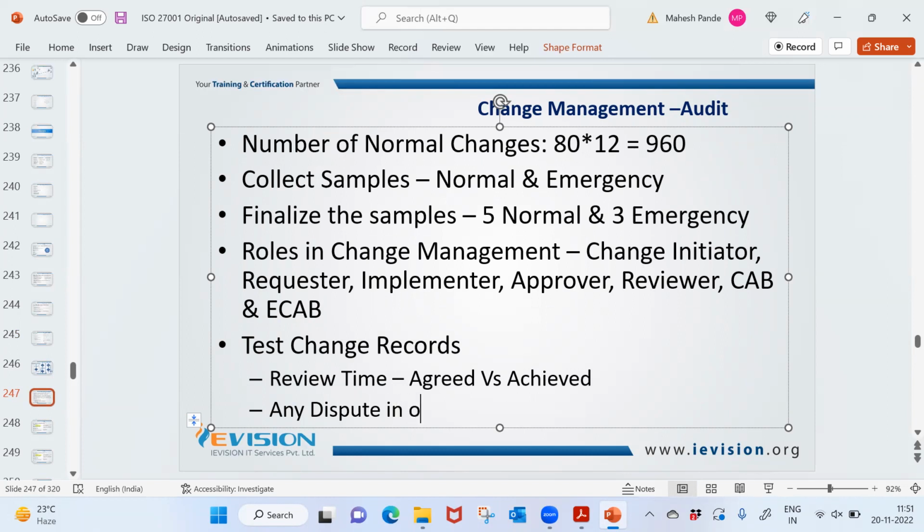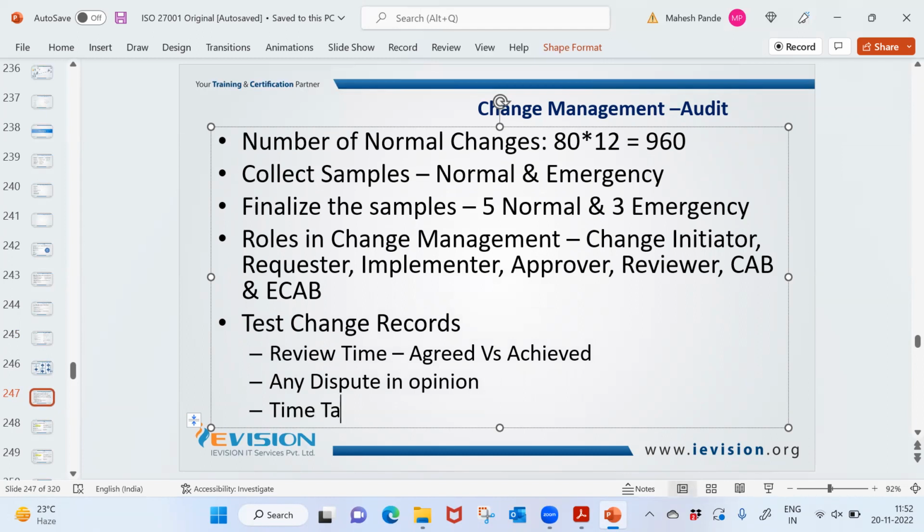In opinion. Okay. Of course, from the different team members that you had. Then you had the time taken to approve the change.